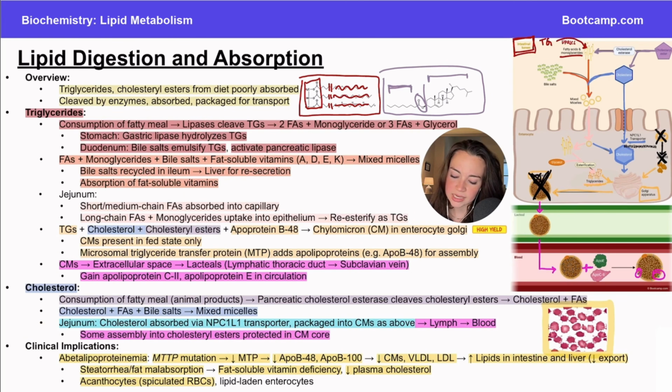You'll also see lipid-laden enterocytes, right? For the same reason we just discussed, we don't have any chylomicrons to take those lipids out of the enterocytes.